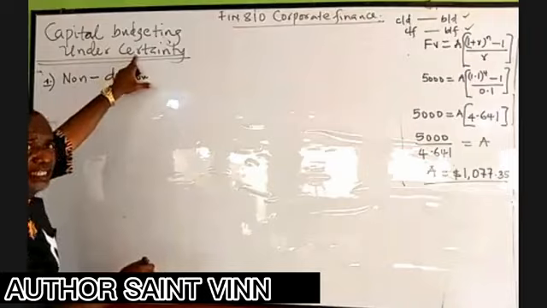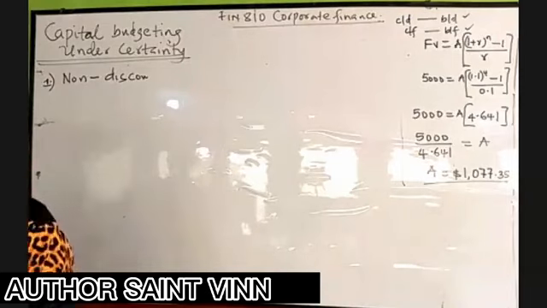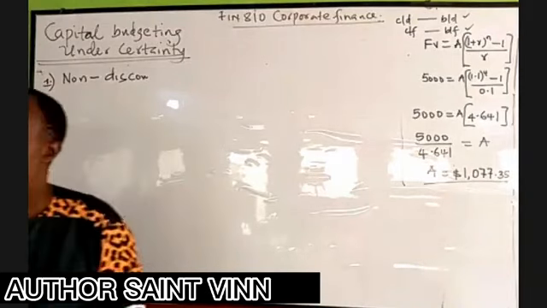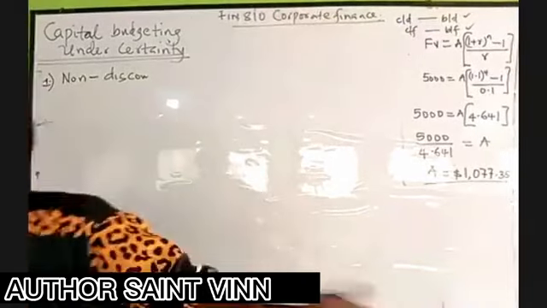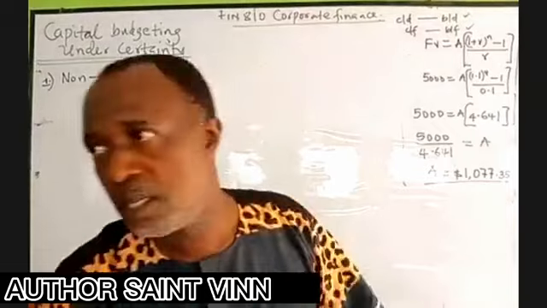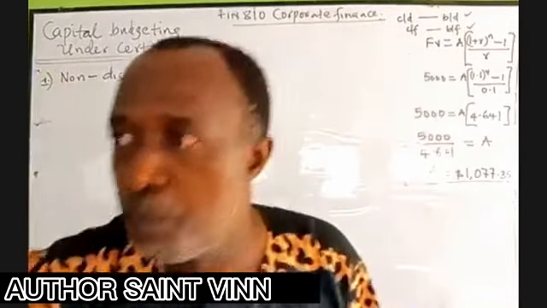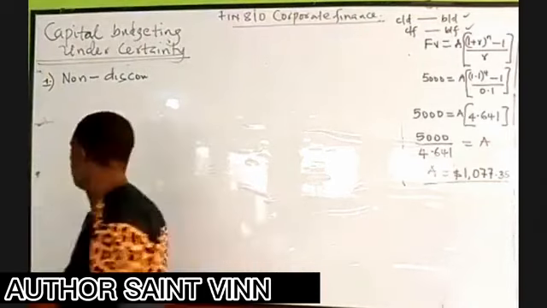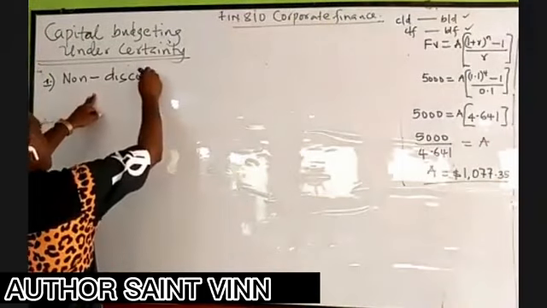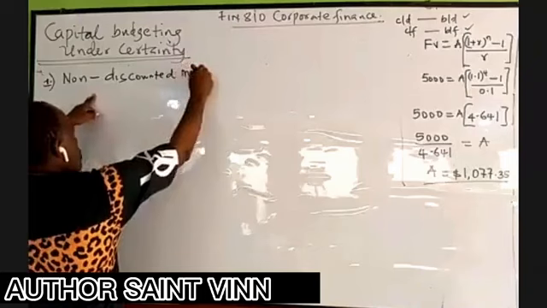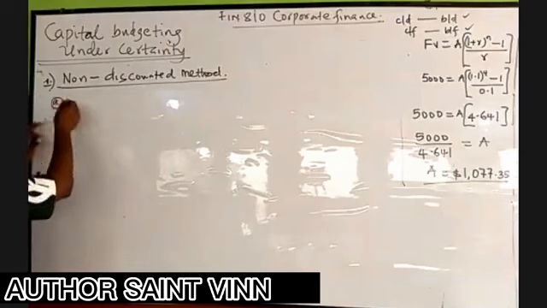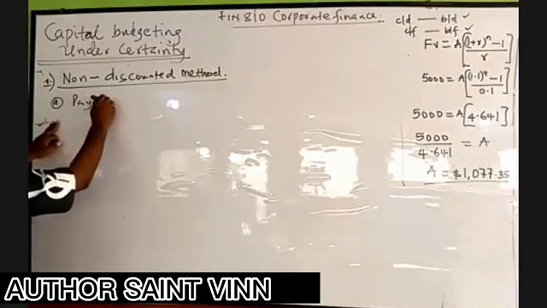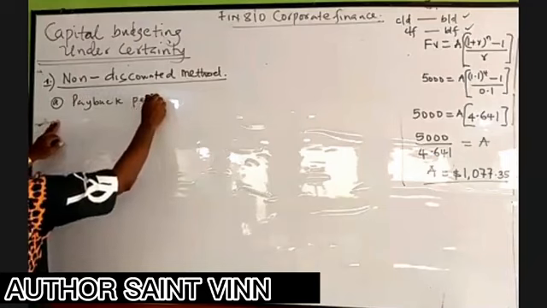No, we are still under certainty. Hello, can you hear me? Under this certainty, we have two main methods of evaluating projects. Is that okay? There are two main methods, or two main techniques, or two main criteria of evaluating projects. One is the non-discounted method, which sometimes we don't bother about. One is called payback period.